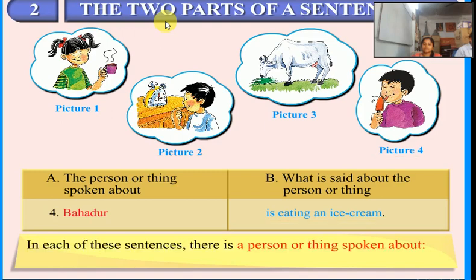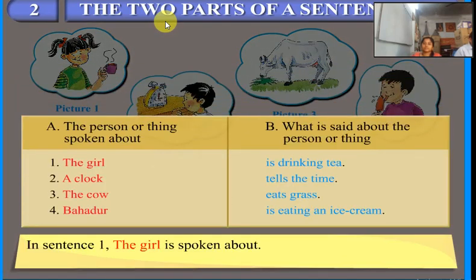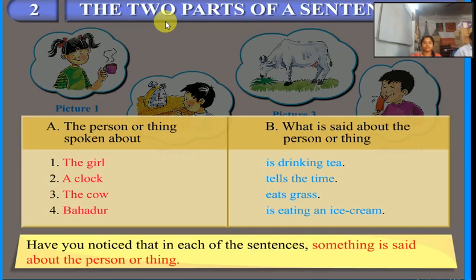In each of these sentences, there is a person or thing spoken about. In sentence 1, the girl is spoken about. In sentence 2, a clock is spoken about. In sentence 3, the cow is spoken about. In sentence 4, Bahadur is spoken about. Have you noticed that in each of the sentences, something is said about the person or thing?